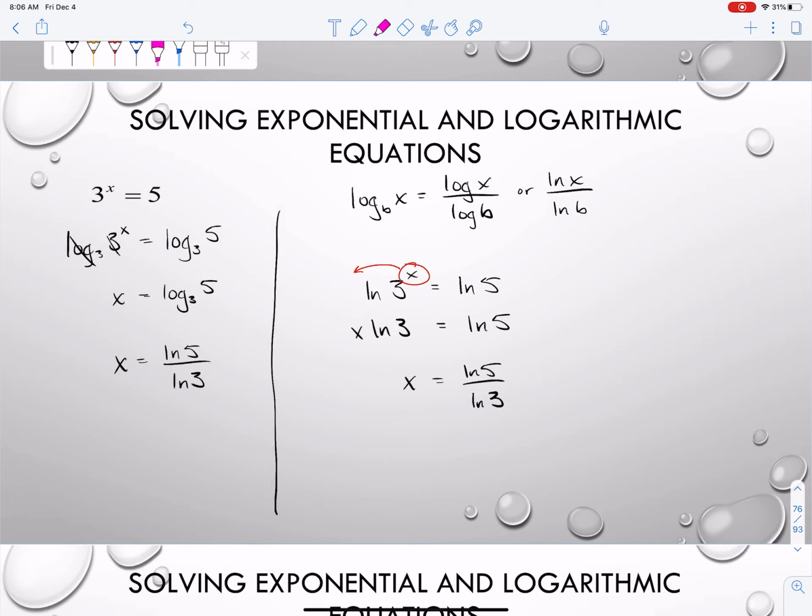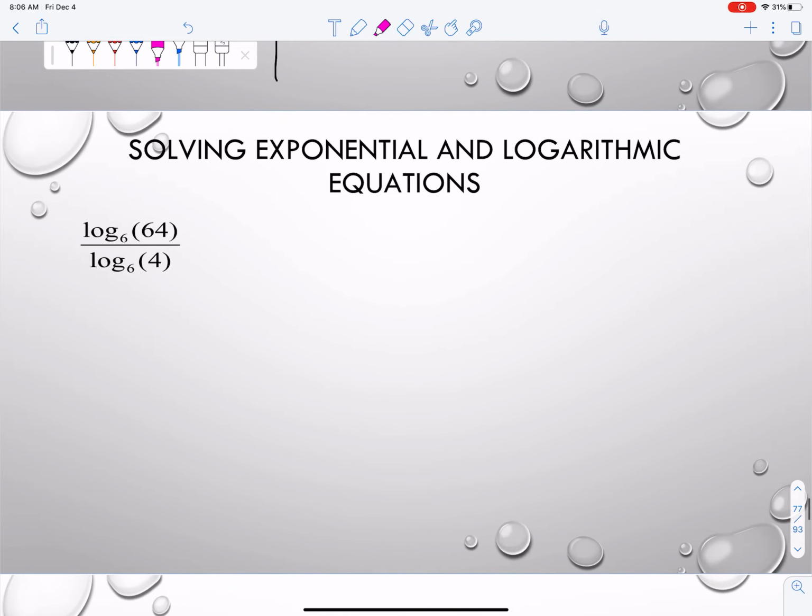Okay, and I really caution you against taking what I'll say again is the intuitive base, and I would encourage you to either take the natural log or the log base 10. All right, so let's take a look at another problem here.